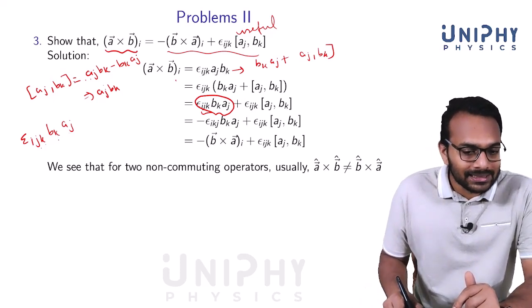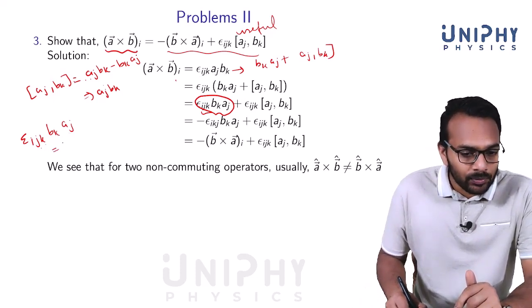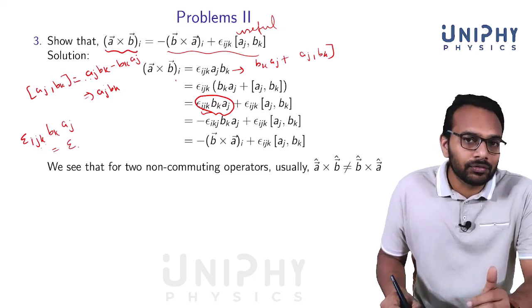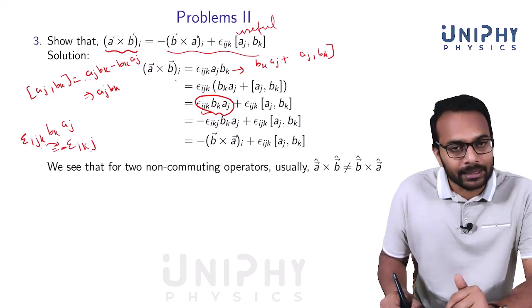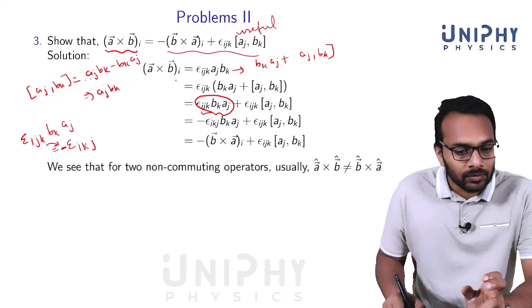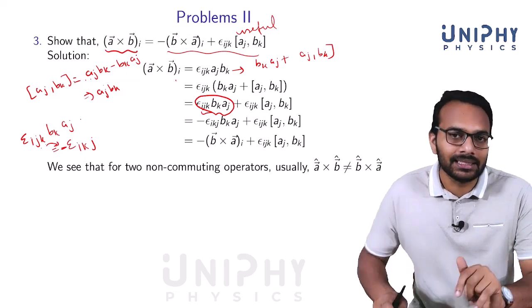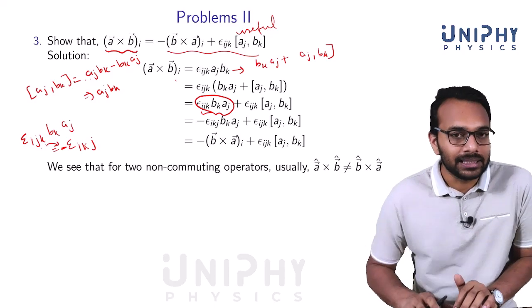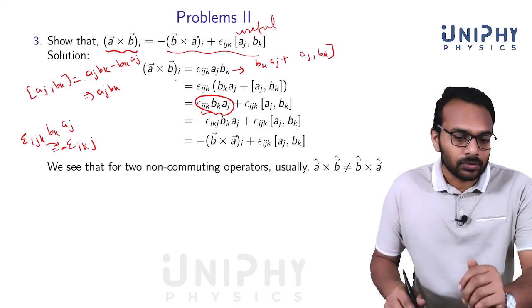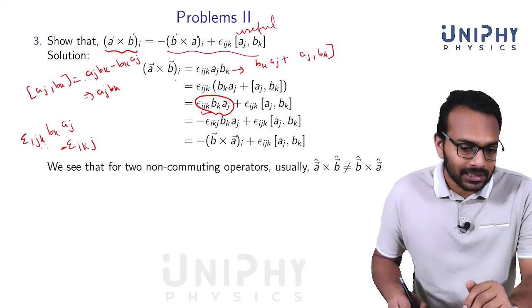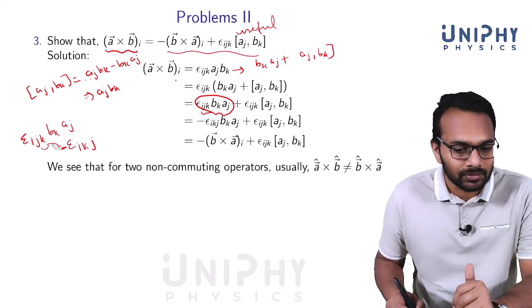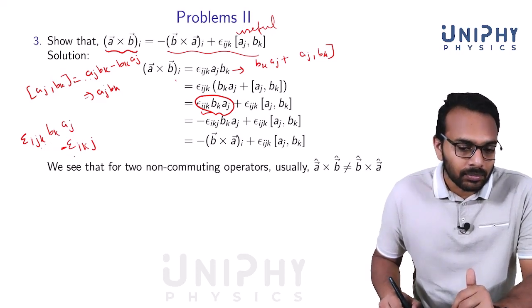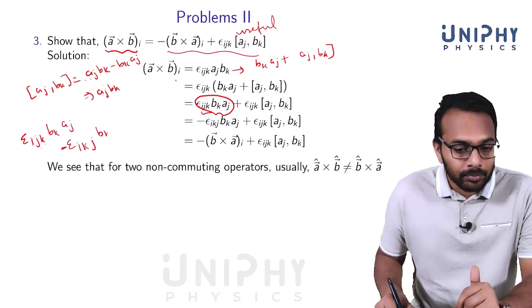So epsilon_ijk B_k A_j, we need to write in the form of a cross product. So we write epsilon_ikj. We say that epsilon_ijk is minus epsilon_ikj. Why? Because the Levi-Civita symbol is completely antisymmetric in its indices. When we interchange these two indices, we get an extra minus sign. That's a property of this Levi-Civita symbol that we have been talking about. So it's minus epsilon_ikj B_k A_j.